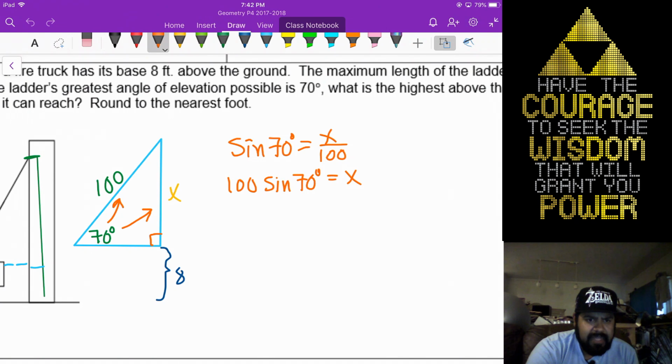You thought it was going to be x minus 8? Oh, you meant x plus 8, yeah. Thank you, Ruff McGruff.